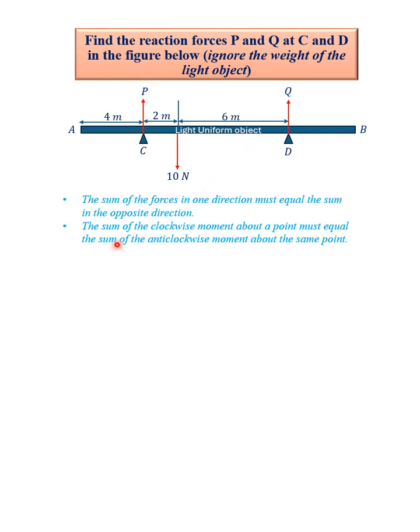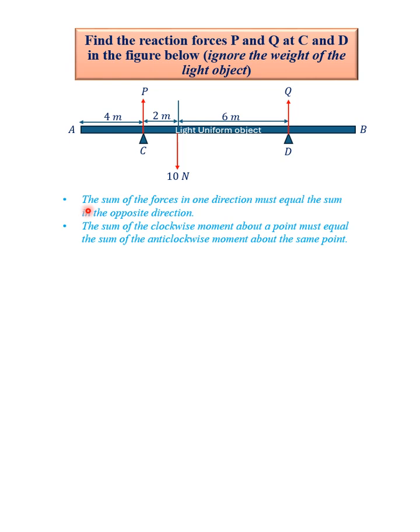The second condition is that the sum of the clockwise moments about a point must equal the sum of the anticlockwise moments about the same point. This is a statement of the moment of forces. So the algebraic sum of the moments must also be equal to 0 for us to have this object at equilibrium. So these two conditions are what must be met for a uniform object such as this to be in equilibrium.